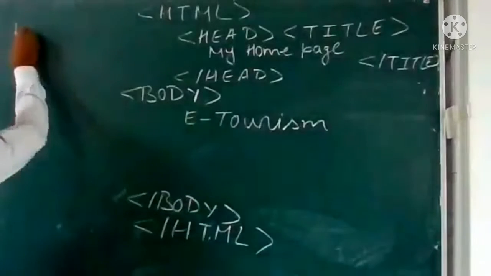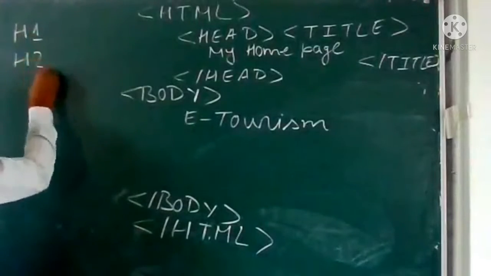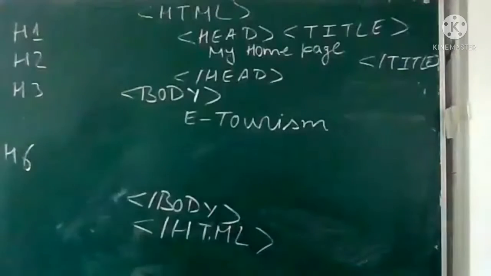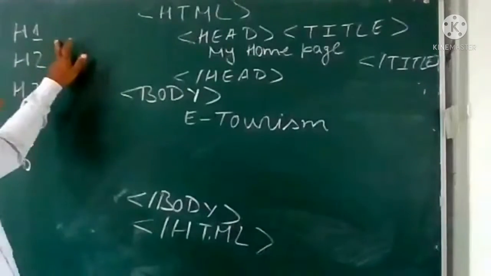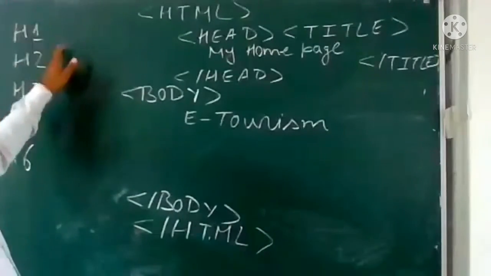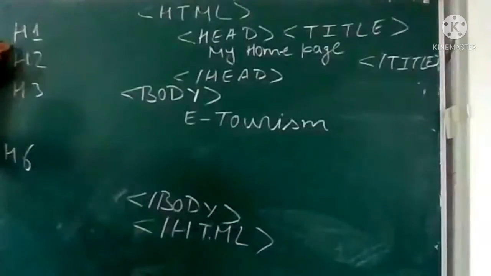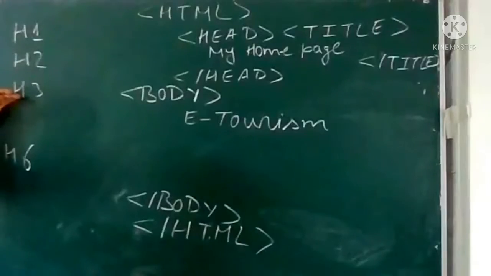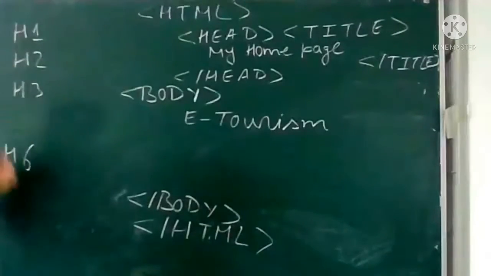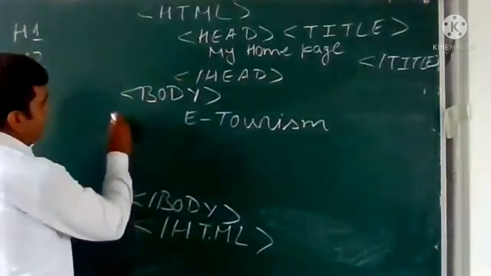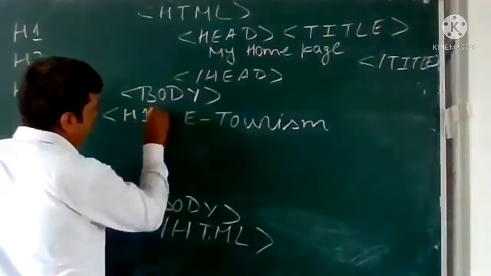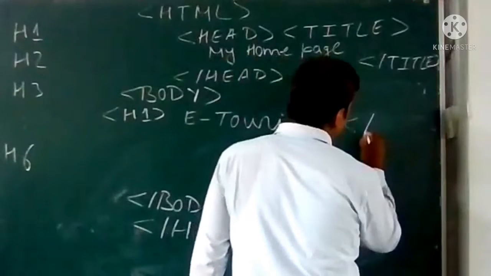Now, six different heading levels are there: H1, H2, H3, up to H6. H1 is the biggest heading level, meaning its font size will be more in comparison to H2, H3, and H6 is the smallest heading. So the main title will be with H1, and the subheadings and subtitles are written with the H2 tag, H3 tag, or H6 tag. So here, for the biggest heading level, we use H1. Inside H1 open and H1 close, we write e-tourism.